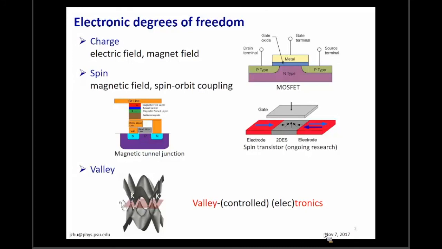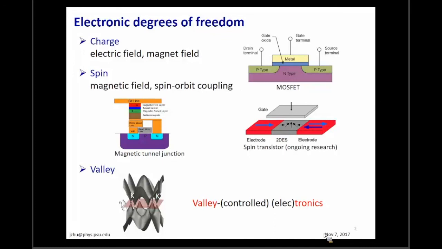Spin responds to a magnetic field. There's a magnetic tunnel junction, which we already have in our computer as the memory storage unit. It operates by flipping the direction of the spin back and forth. There's also something being researched called a spin transistor, which attempts to use spin-orbit coupling to change the spin relaxation and then turn it on and off. So this is not a product yet, this is research.